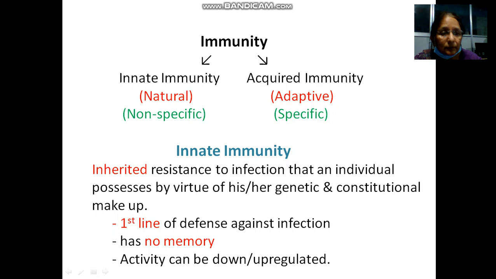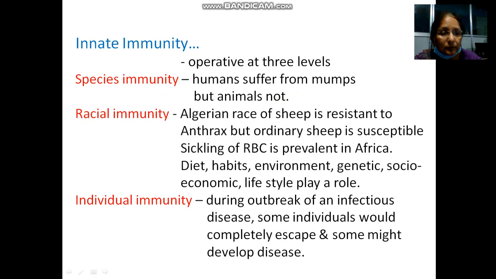Now, innate immunity is inherited resistance to infection shown by any individual. An individual possesses it by his or her genetic or constitutional makeup. It is the first line of defense against any infection. It has no memory. Its activity can be down regulated or up regulated. And it operates at three levels: species immunity, racial immunity and individual immunity.